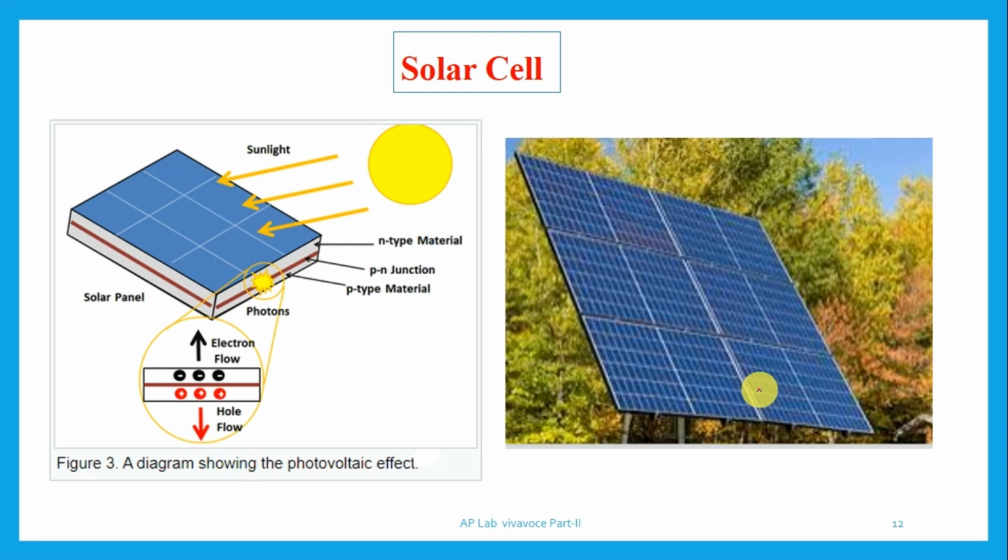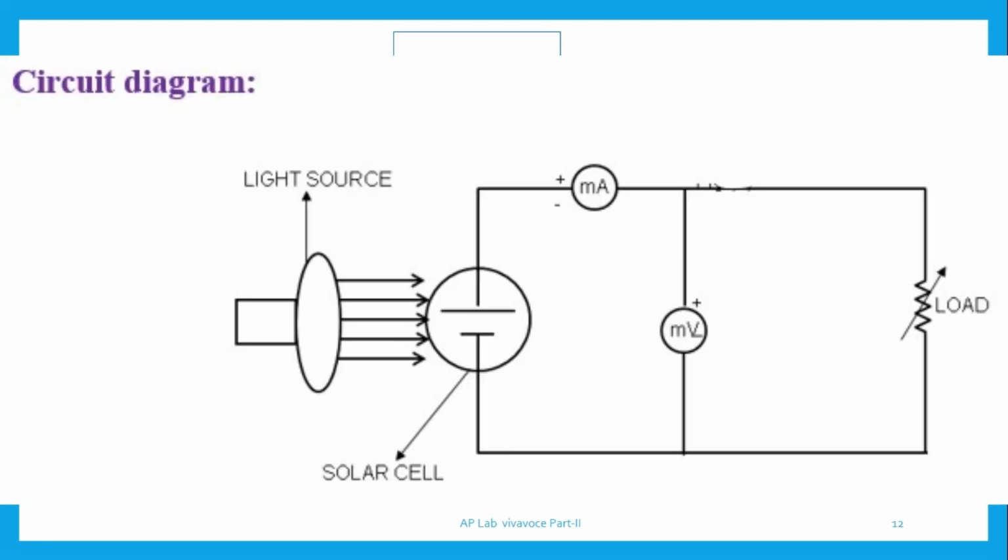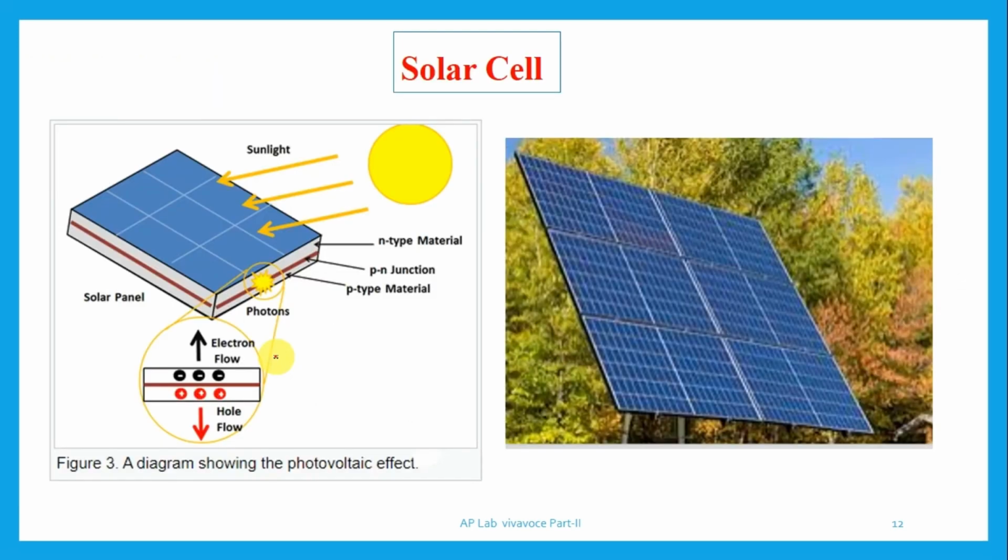Solar cell. A solar cell is another PN junction diode which converts light energy into electrical energy directly. It has another name, photovoltaic cell, and the phenomenon is called the photovoltaic effect. Basically here also it consists of P-type and N-type material, forming a PN junction diode. It absorbs sunlight and converts it to electricity. Here in solar cells, we don't give any bias. Basically it works in no bias mode.